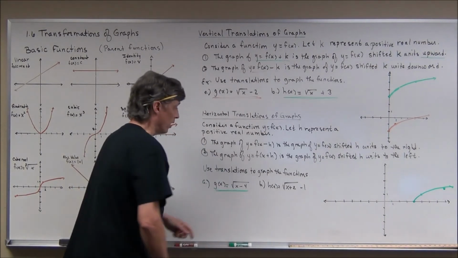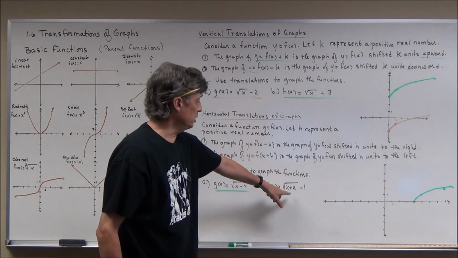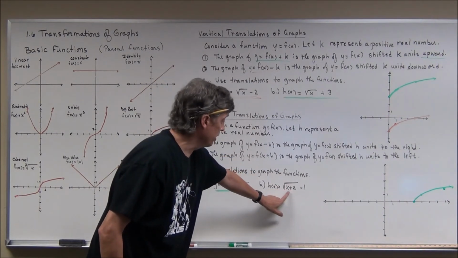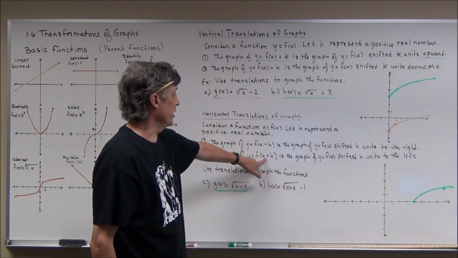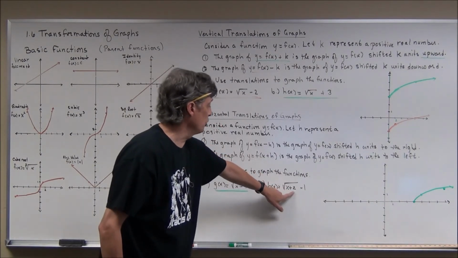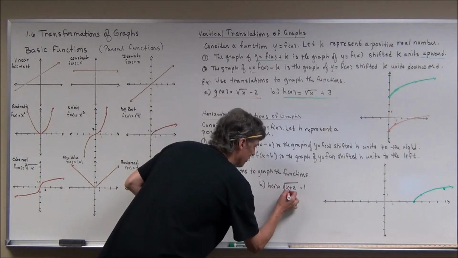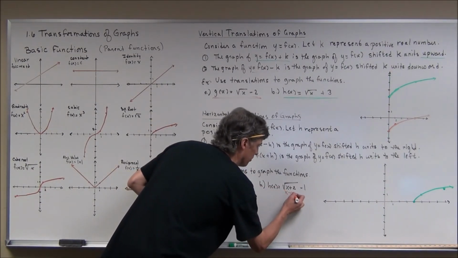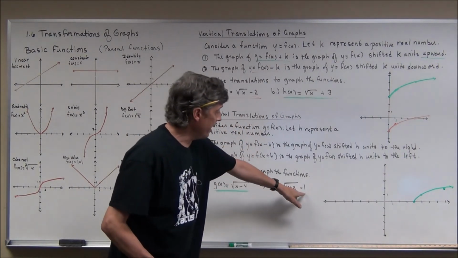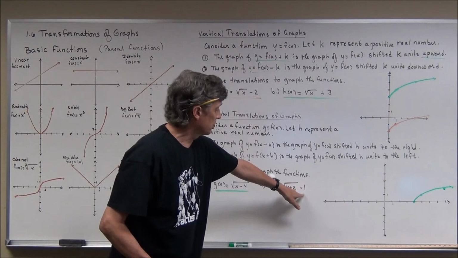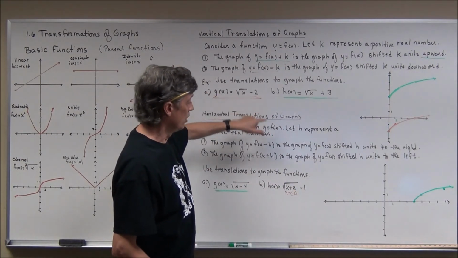Okay, this one actually has 2 different kinds of translations or shifts. The +2 here that's added to the x is right here. It's going to shift it to the left 2 units. Because if it helps, x plus 2 can be thought of as x minus a -2, and that -2 means you're going to the left 2 units. The -1 on the outside of the square root sign is kind of what we had back here. That's going to shift it downward 1 unit.